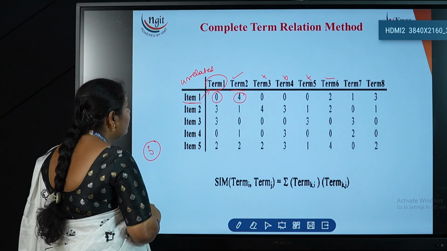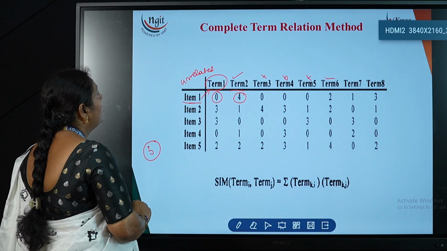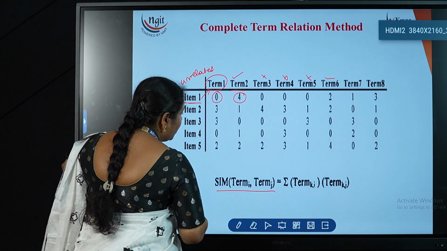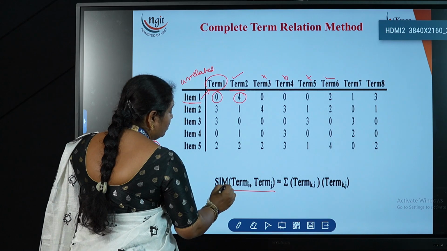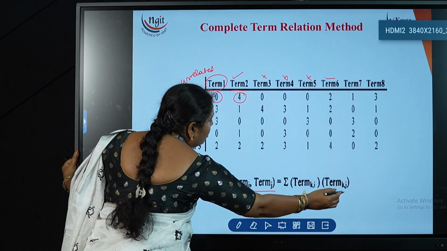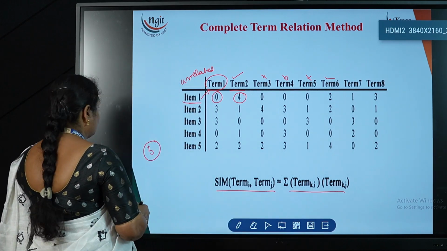Like this you have to build the matrix of term relations for each term and item. So this is the formula for finding the relation. You have term i and term j, and the summation of the products is your relation.